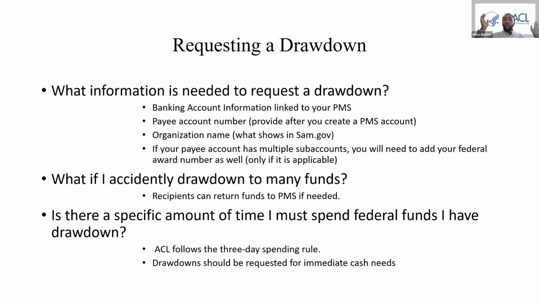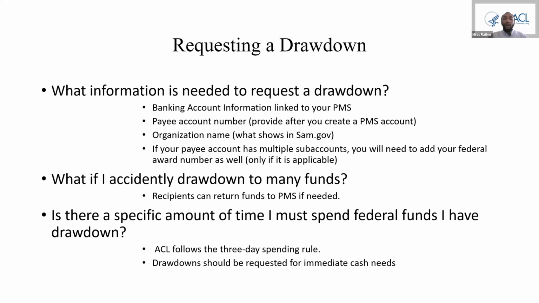What if I accidentally draw down too many funds? Recipients can return funds to PMS if needed. If you found out that you've drawn down too many funds, please return those funds, as this will cause an error within your FFR and you will experience major issues. Currently, I have a grantee that I'm working with that has drawn down much more than she should have, and now we're trying to resolve that issue with PMS.